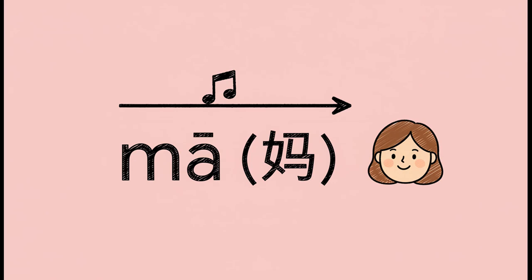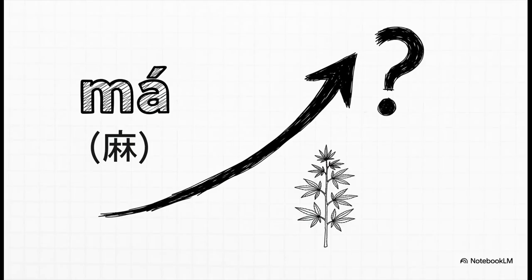All right, let's try the first one. This is the first tone. It's high and totally flat. Kind of like you're singing a high note and just holding it. Ma. And that sound, ma, means mother. Okay, now for the second tone. This one goes up. The best way to think about it is like when you ask a question. What? See how your voice rises? Ma? That's the sound. And ma means hemp.